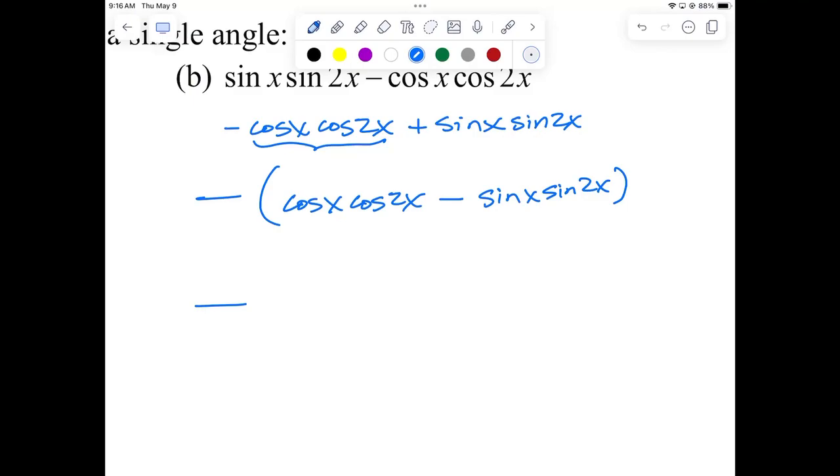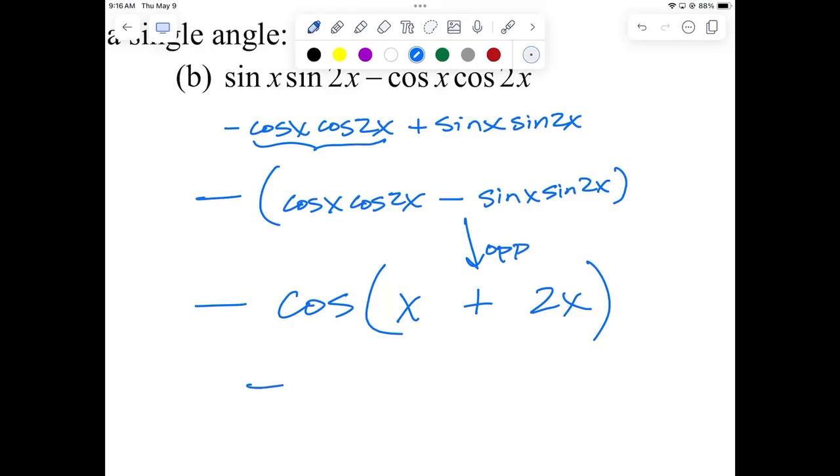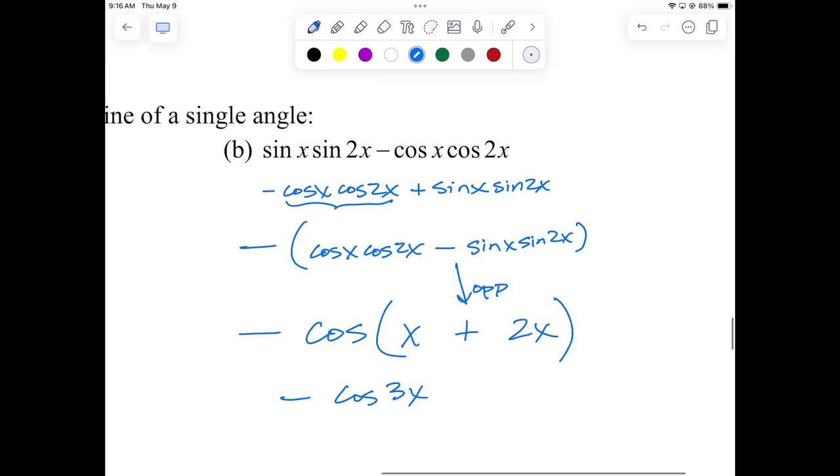Now it's cosine minus sine. Right? Now I can condense it. It's going to be a cosine, and then the angles are x and 2x in that order. The order matters for cosine and sine, right? Is it going to be a plus or a minus in between them? It's going to be a plus because it's opposite. Very good. So this becomes negative cosine of 3x. And there's the answer.